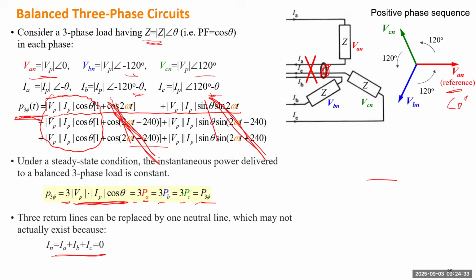The first one will be pointing to here. The second one is lagging 240 degrees, which should be pointing in this direction. The other one is leading 240 degrees and will be pointing in this direction. Okay, that's a geometric way to explain why those 3 sine terms and cosine terms all cancel out. Yeah, sure. Any other question? Yeah, okay. All right.